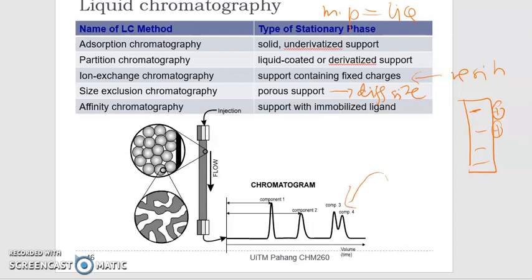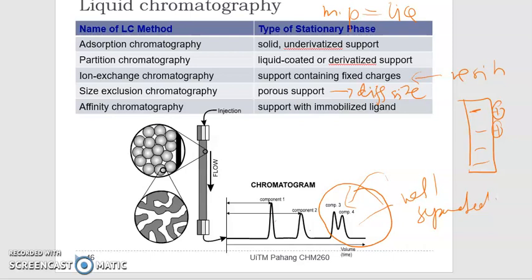Okay, so this is component 1, component 2, component 3. So component 3 and 4 is not well separated. So kalau kita tengok kat sini, it is not well separated. So kita kena ubah lah dia punya apa orang begitu kat dalam tu supaya kita dapat a good separation.